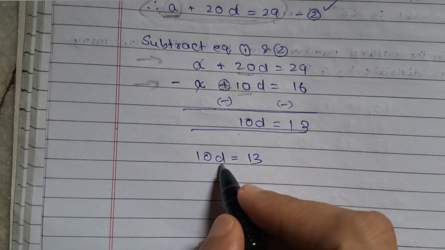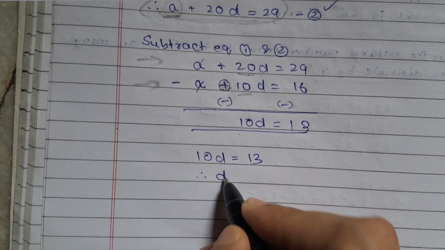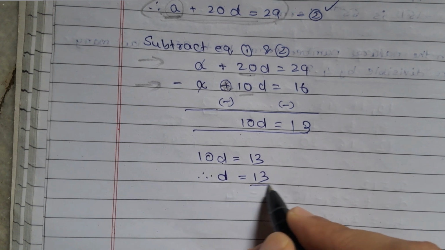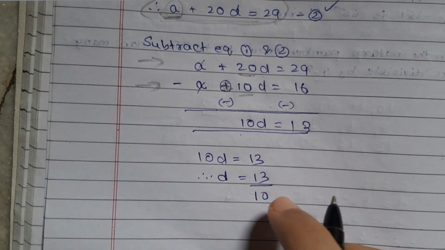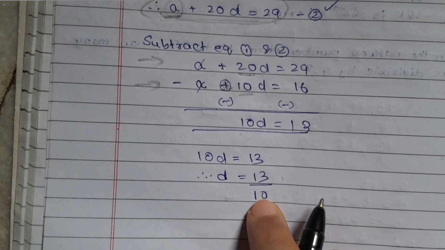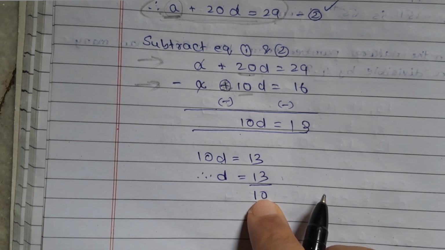So in order to find d, what should I do? I will keep d here, I will keep 13 here. This 10 which was here, I will just bring it down over here. I suggest don't cancel them because it is not a proper number to cancel each other. So let's leave it over here, and let's move to the next task.